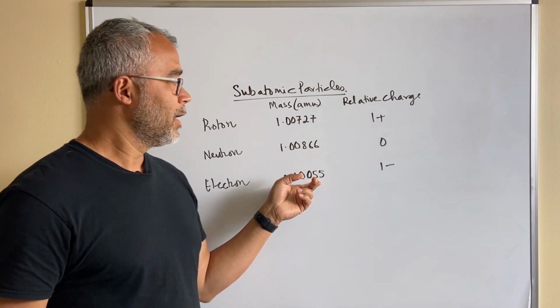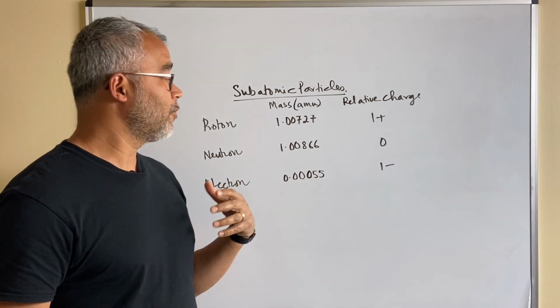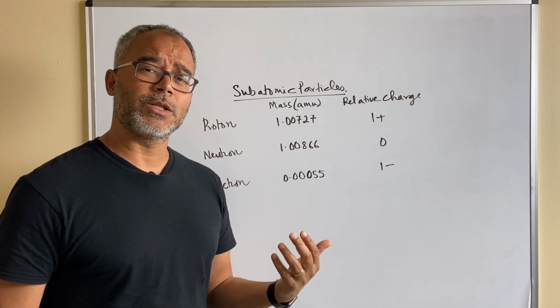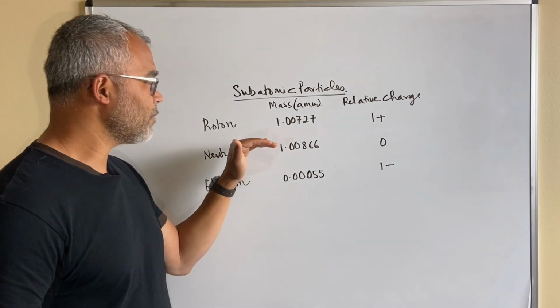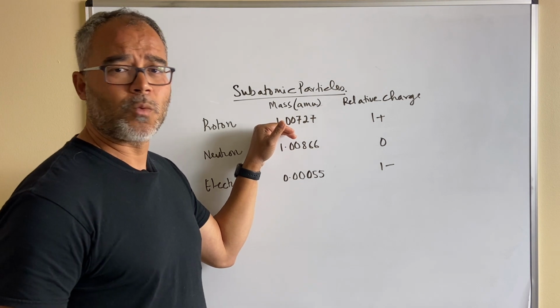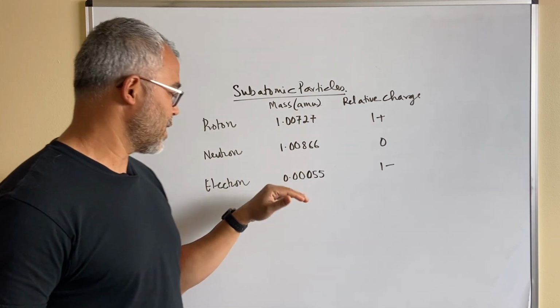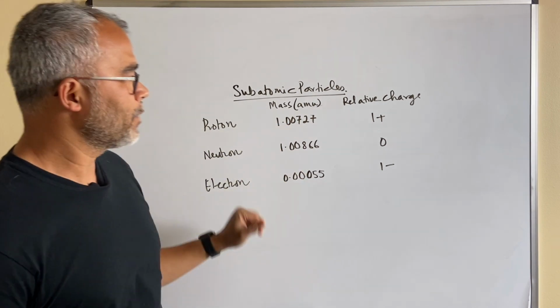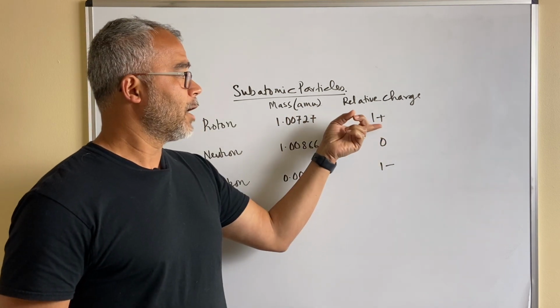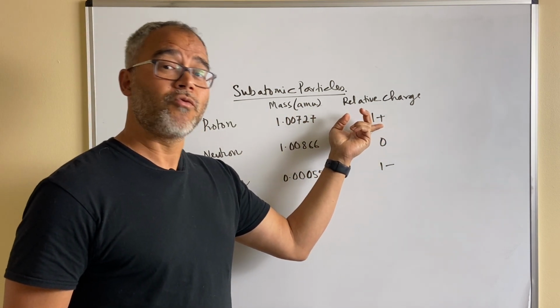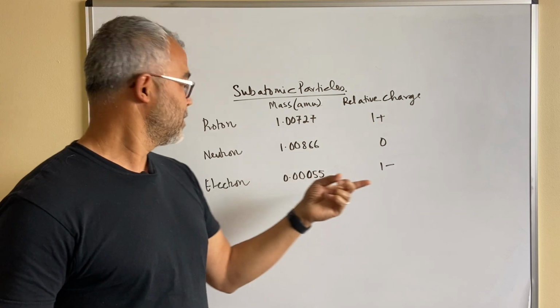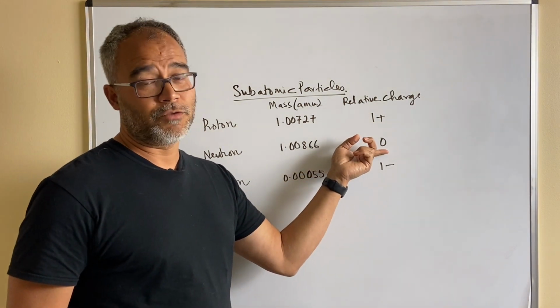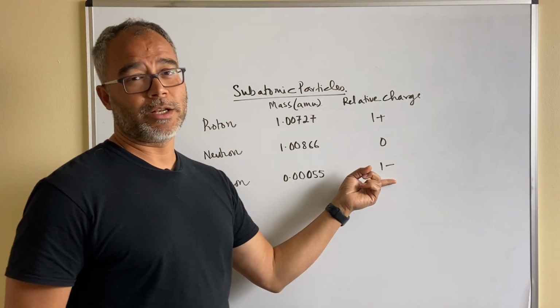0.00055 AMU. Now, turns out for most of the discussions that take place with subatomic particles, you can say that the proton has a mass of 1, the neutron has a mass of 1, and the electron has a mass of 0, okay? Now the charge, the proton actually has a relative charge of 1 plus, the neutron has a relative charge of 0, and the electron has a relative charge of 1 minus.